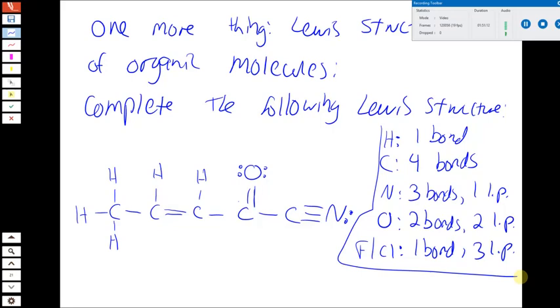Is there a pattern? Well, the pattern is 4, 3, 2, 1. Right? So that's how many bonds they get, and then the rest are lone pairs. Now, this only works for these types of organic molecules, so it's a little bit limited, but you'll want to use it here. Any other questions?